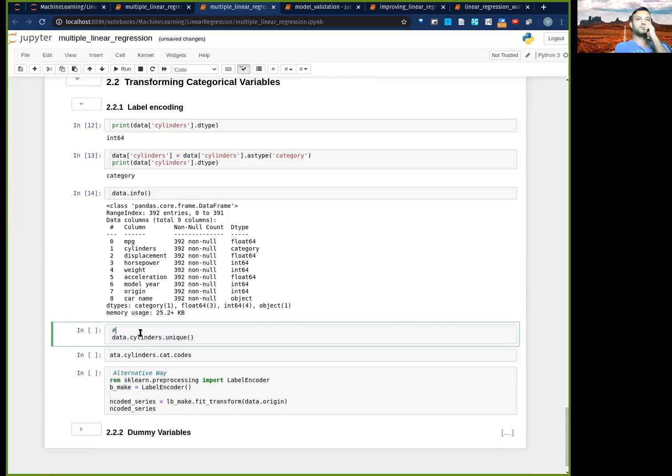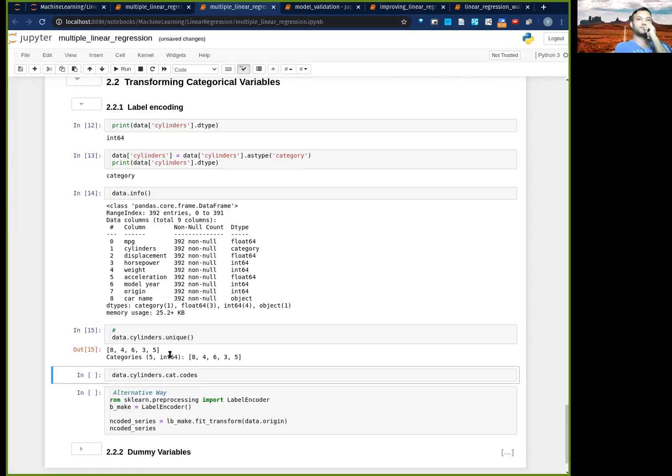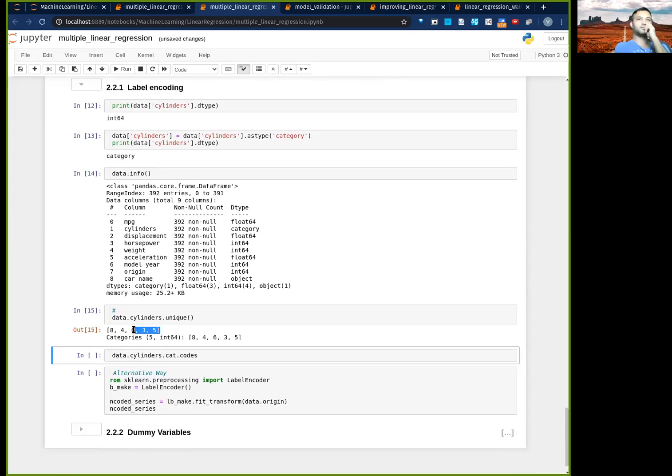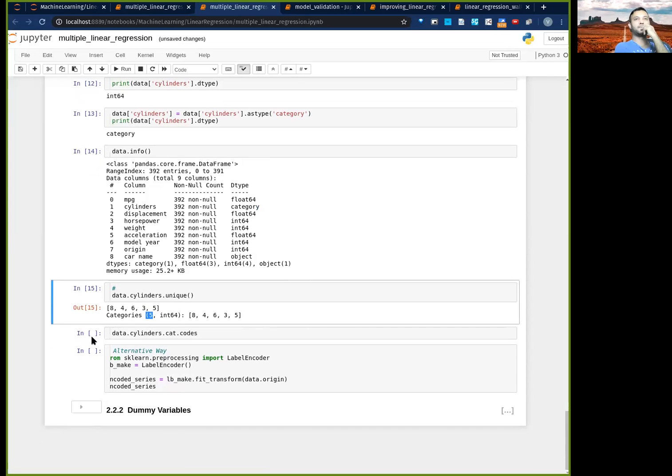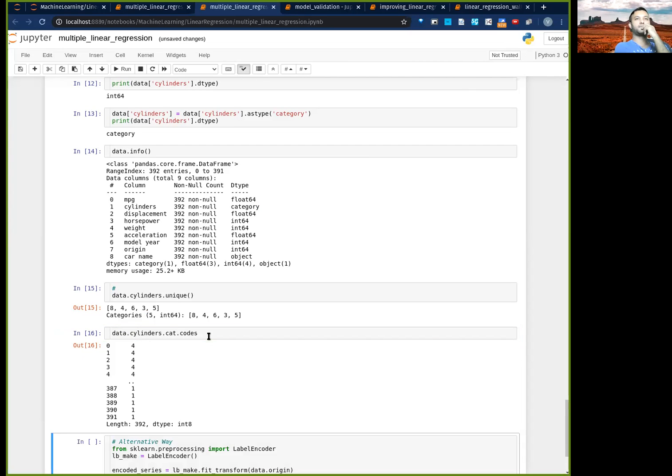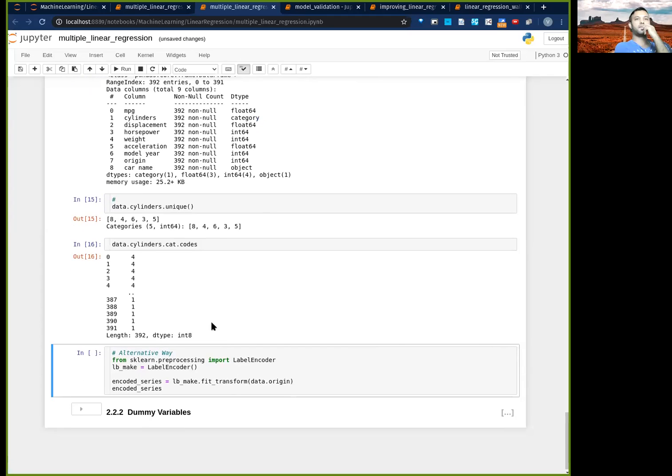So one thing you can do, for example, is check out the unique, which we normally could do with integers, but you can see we can do the same thing with categories. We can see that there's 5 categories, and they are, in this case, just int64s, but it's nice to be able to have this output. And then we can also produce the category codes. So this basically relabels the different categories.